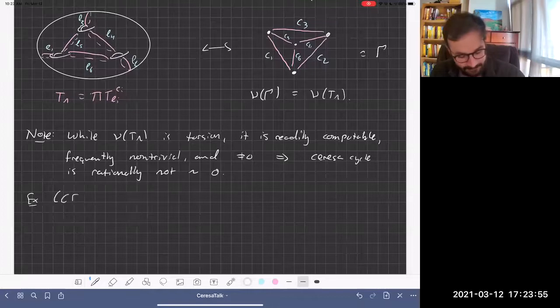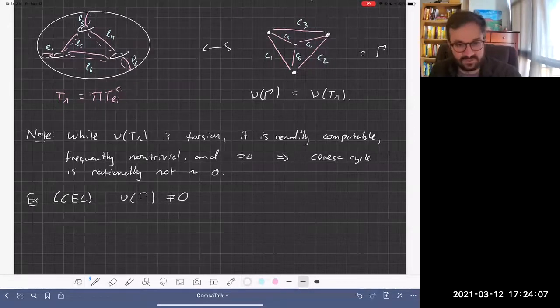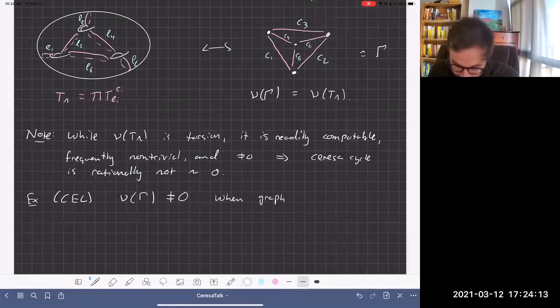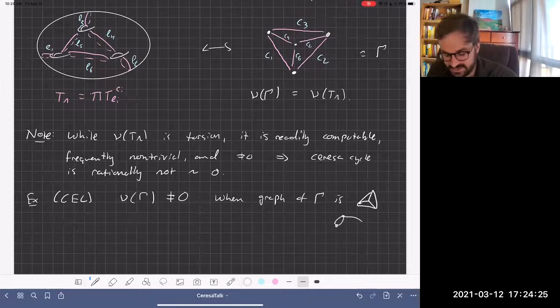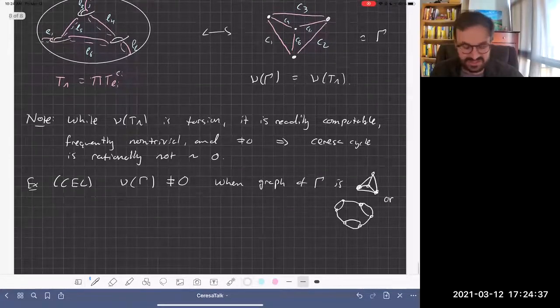What we were able to show was that the Ceresa cycle of a tropical curve with integer edge lengths is non-trivial whenever the underlying graph is K4. And we actually also handled another case. We did an interesting genus 4 case, where you have this loop of 3 loops. We suspect it to be non-trivial in more than just these examples, but these are the ones that we actually computed.